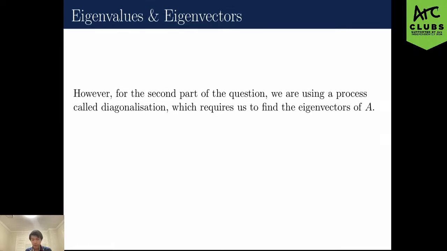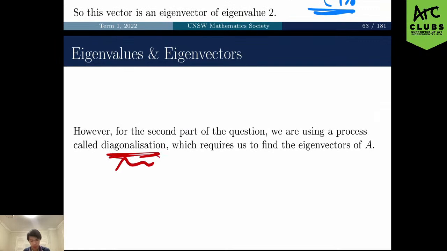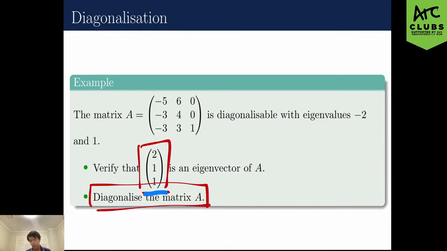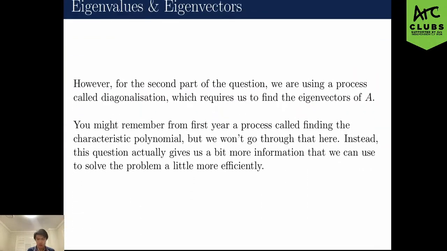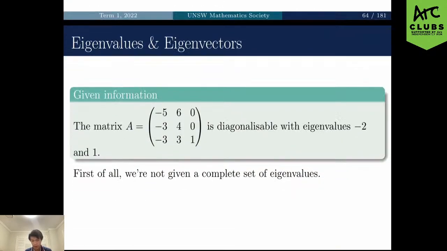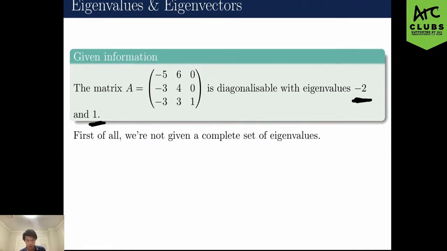Cool. For the second part of the question, we're using something called diagonalization. The question is, diagonalize the matrix A. So to do that, we have to find all of the eigenvectors. We might use the process of finding the characteristic polynomial, but in many cases we can use some information that we already have. In this case, we know that the eigenvalues are -2 and 1. But the problem is, we're not actually given all of the eigenvalues.